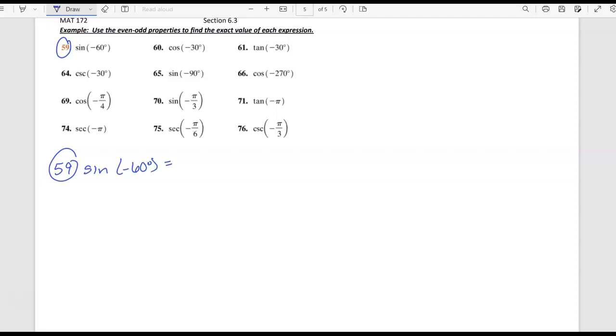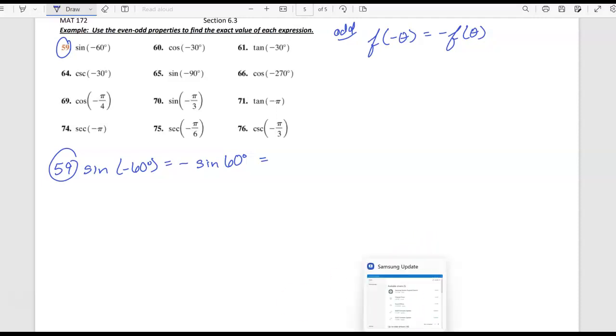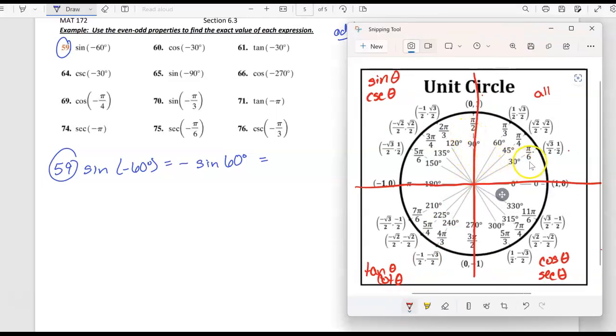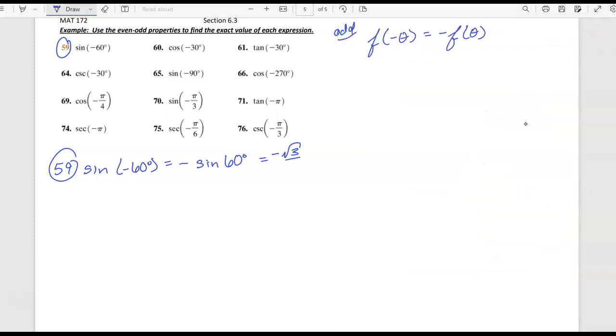Now, we know sine is an odd function, right? The definition of an odd function says f of negative theta is equal to negative f of theta. So we're going to use that. That's the same thing as negative sine of 60 degrees. And we know the sine of 60 degrees, if we go back to our unit circle, is square root of 3 over 2. So this is going to be negative square root of 3 over 2.